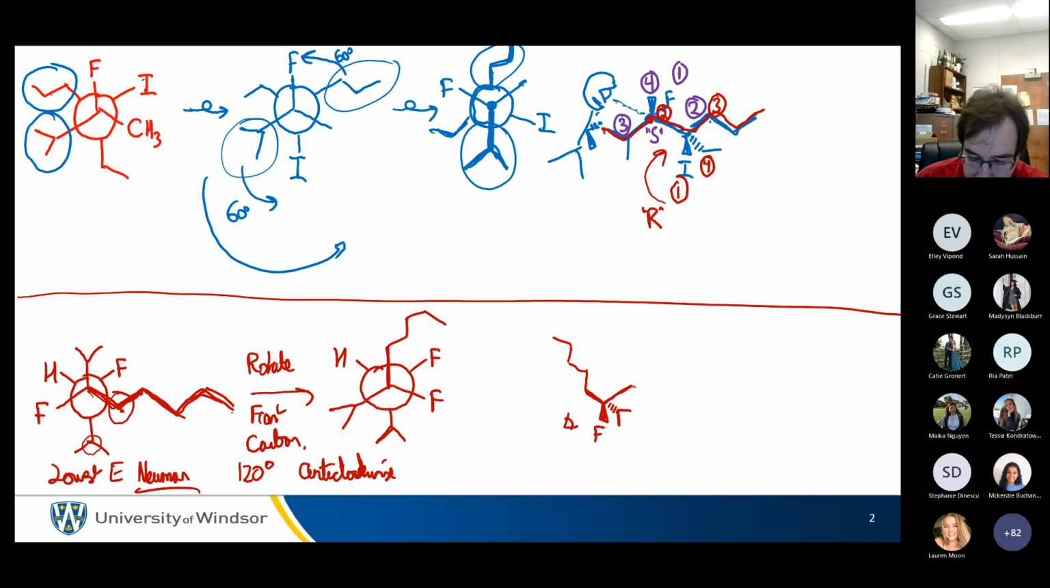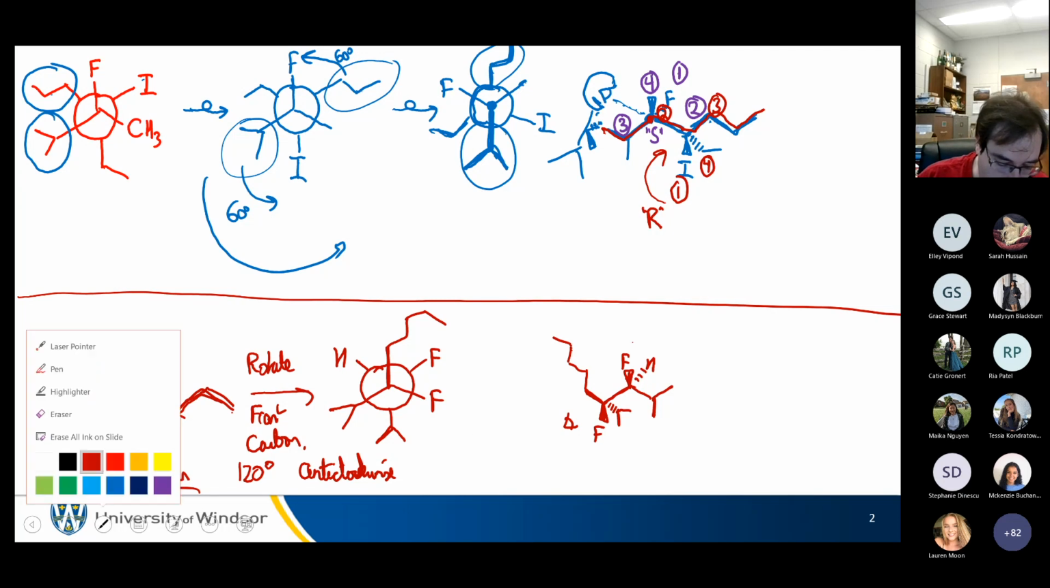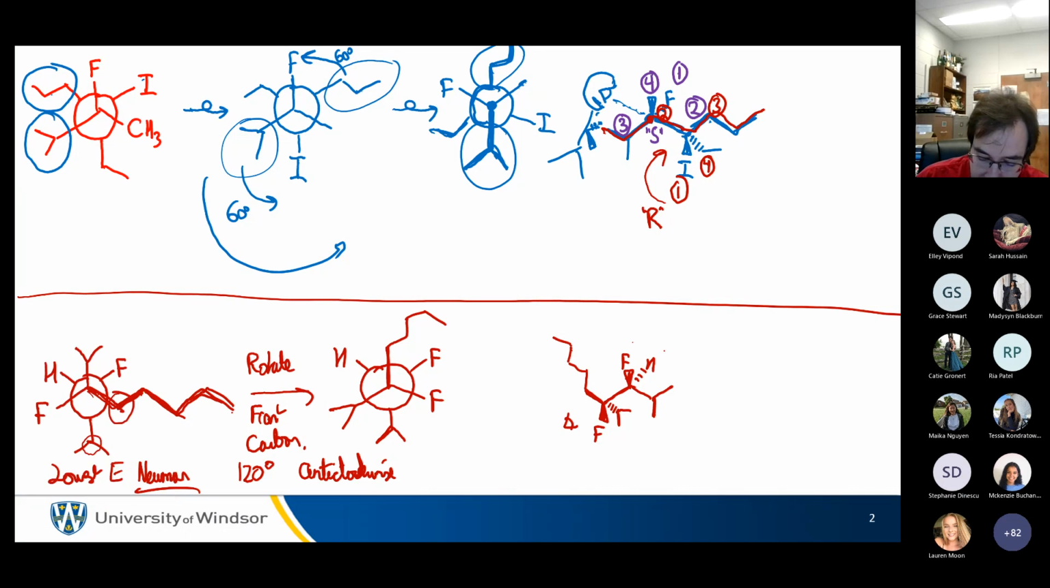On the back carbon, I have the isopropyl group. And in my right hand, I have fluorine. And in my left hand, I have hydrogen. And then quickly go and assign priority.